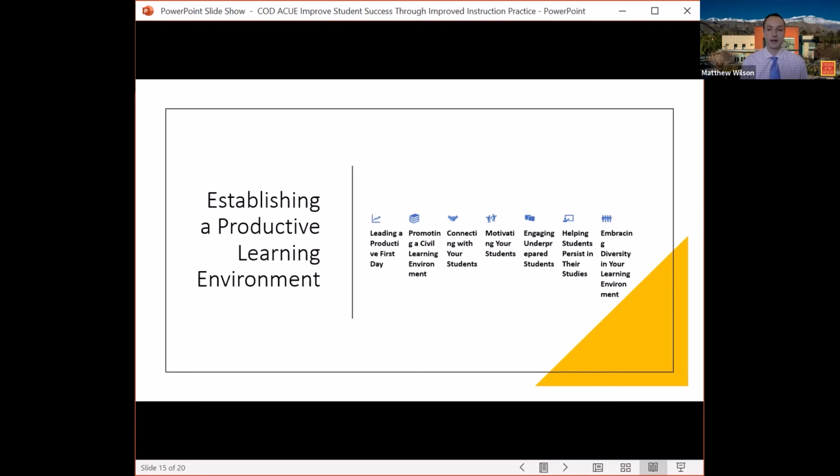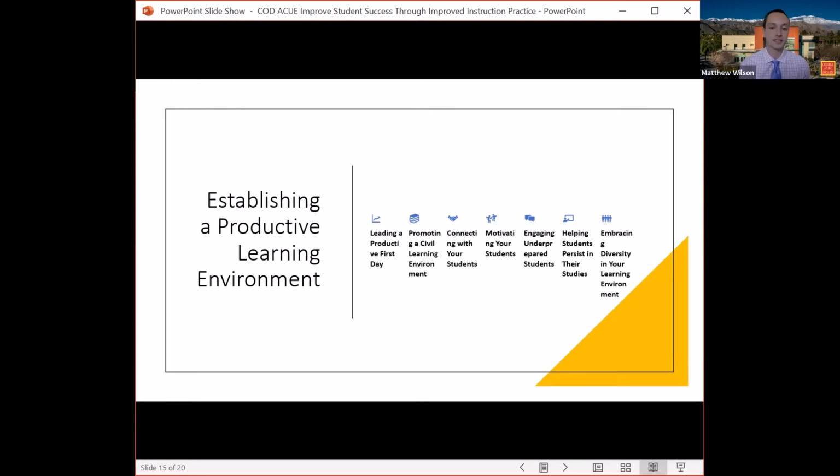Motivating your students, how to set goals, how to get students to be more involved in their own learning. This next one's one that I found very valuable too. Engaging underprepared students. Of course, we have students that come in that may not be fully prepared, but how do we still get them to engage and hopefully get them up to that level we're expecting them to be at for a certain class they are now enrolled in?